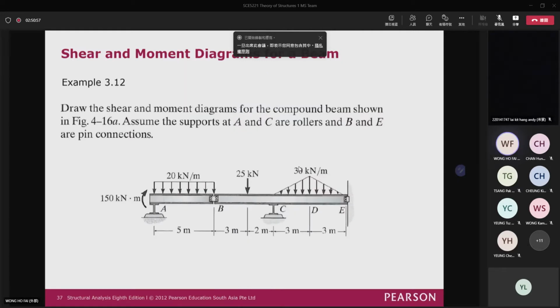And then right here, again, we have a beam for you. Actually, it is a compound beam. You can see that at the joint B, there is a hinge or pin connection. And then at A, we have a roller support. C, we have a roller support. And then E, we have a pin support.